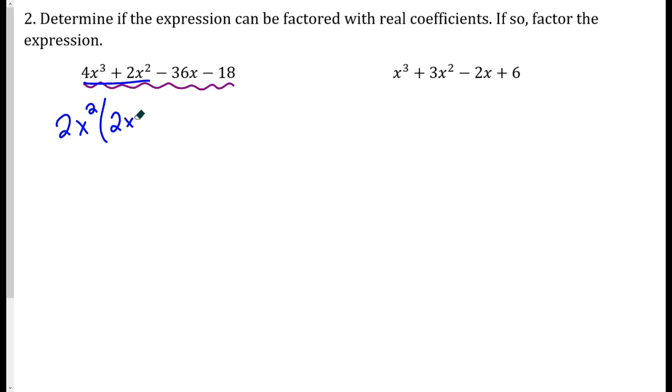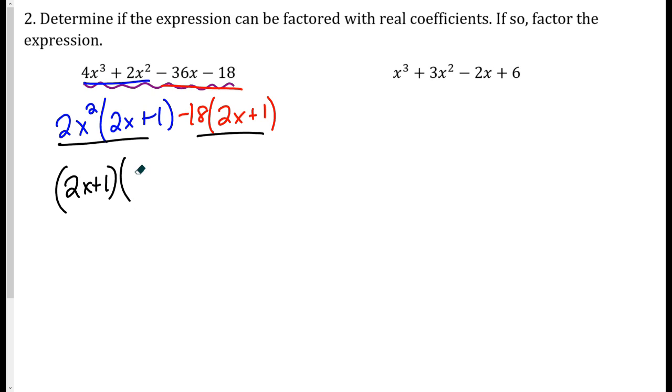I'm left with 2x. What times 2x squared gives me 2x squared? Plus 1. Can I get a 2x plus 1 from these 2 terms? Minus 36x minus 18. Well, I can factor out a negative 18, and I'm left with 2x times negative 18 is negative 36x plus 1. So, because both of these terms have a factor of 2x plus 1, I can factor that GCF out and get 2x squared minus 18.